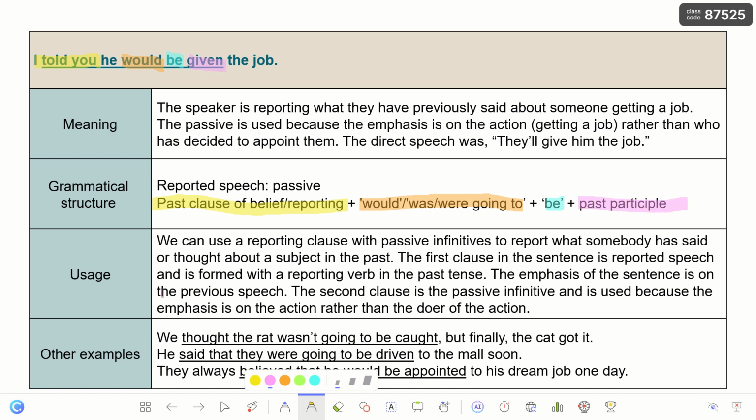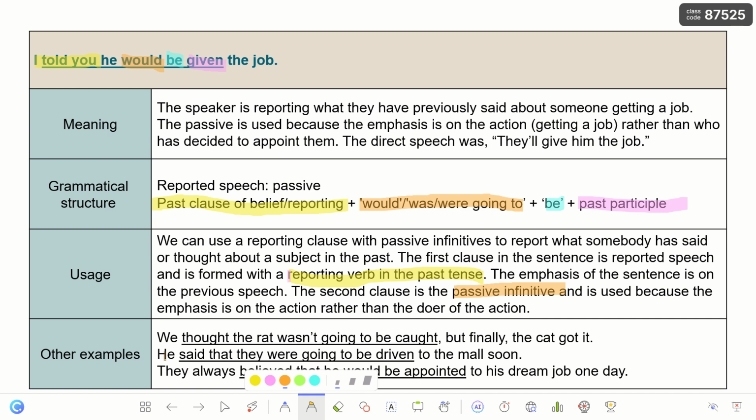Okay. We can use a reporting clause with passive infinitives to report what somebody has said or thought about the subject in the past. So the first clause in the sentence is reported speech, I told you, and is formed with a reporting verb. Told, this is the reporting verb in the past tense. The emphasis of the sentence is on the previous speech. The second clause is the passive infinitive, and is used because the emphasis is on the action rather than the doer.